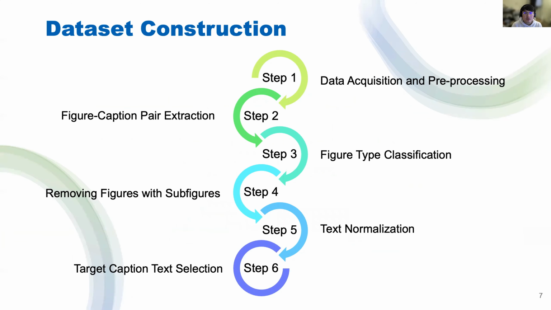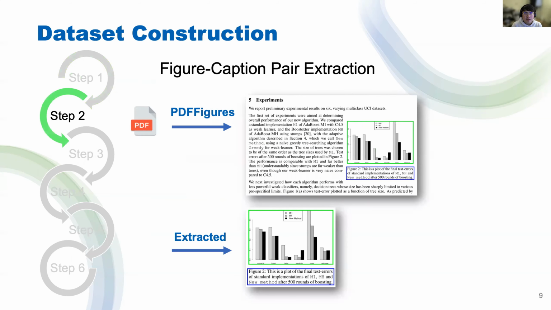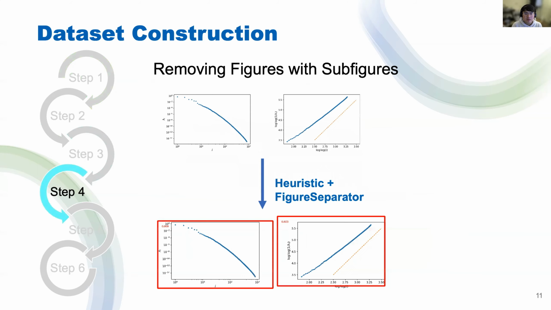Our dataset construction pipeline has 6 steps. First, we download 2 million scholarly articles from the arXiv dataset and selected only CS and ML papers. Second, we extracted the figures and their captions from all the selected papers. Third, we use a classifier to classify the extracted figures into different figure types. We decided to go for the most dominant type, graph plots.